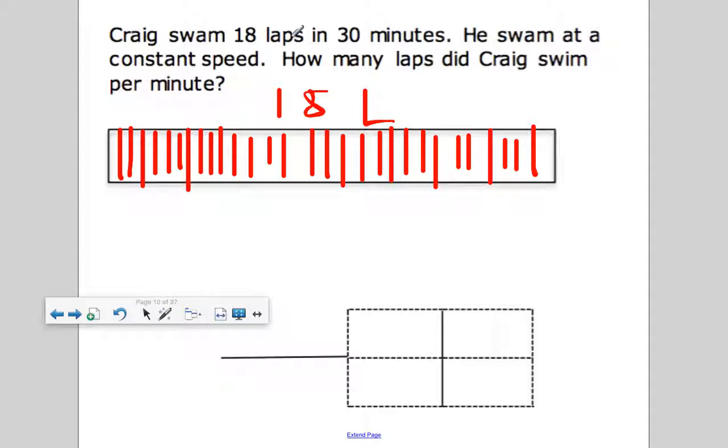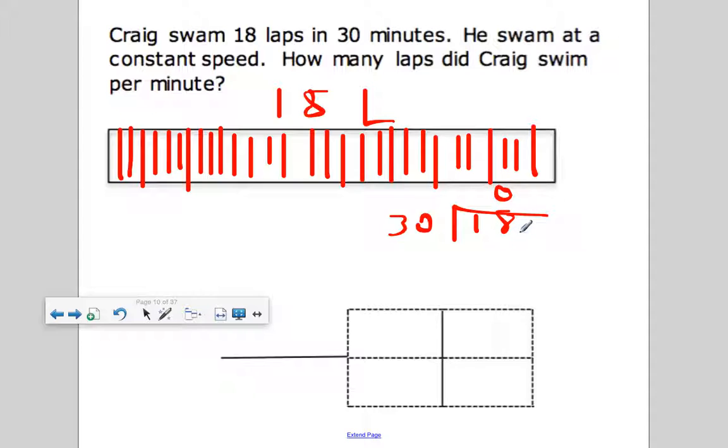If he can only do 18 laps in 30 minutes, well, he can't do more laps per minute. So I know the answer is going to be less than 1. I mean, look at it. You have 18. You're dividing it into 30 sections. So we know our answer will be less than 1. So 18 divided by 30 sections. Can 30 go in 18? I don't think so. 0 times.